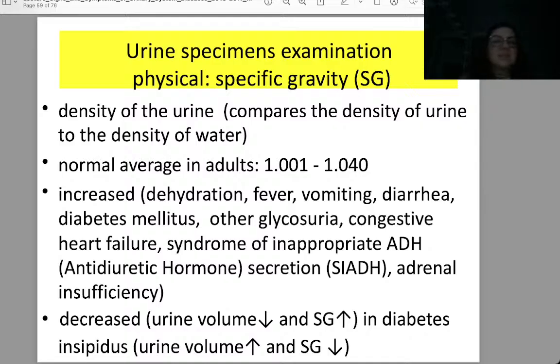And specific gravity can be decreased. When urine volume decreases, specific gravity increases. For example, in diabetes insipidus, urine volume is increased and specific gravity is decreased.